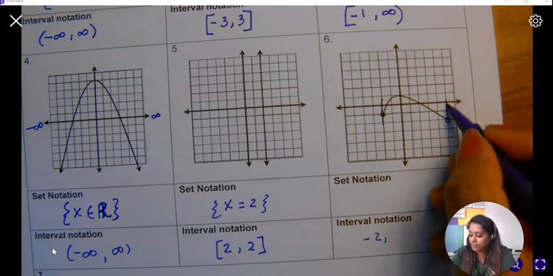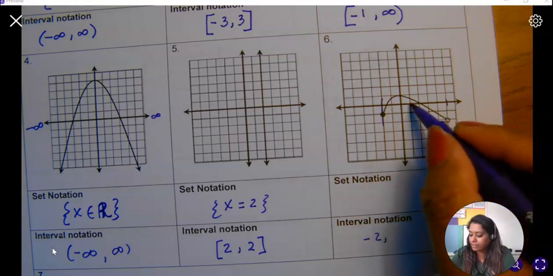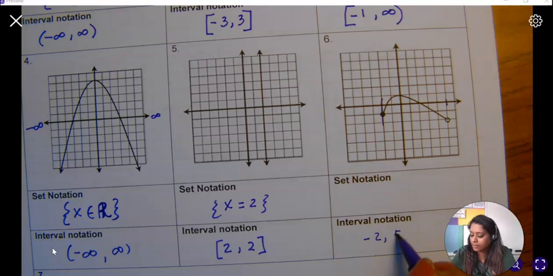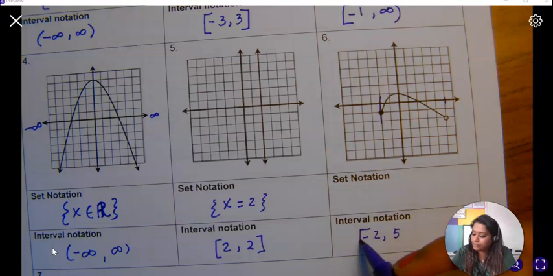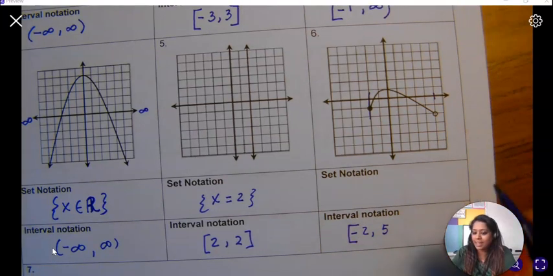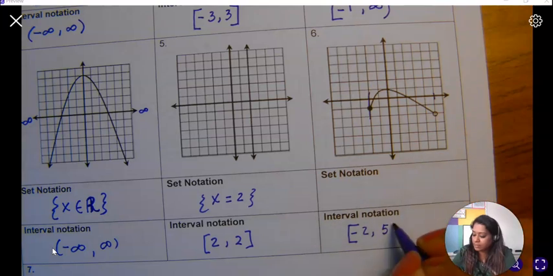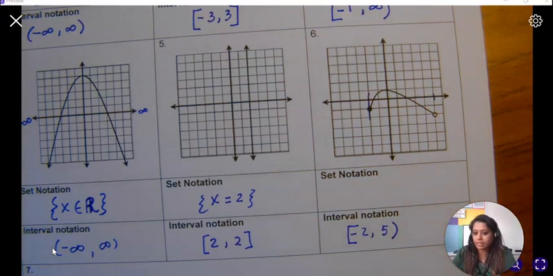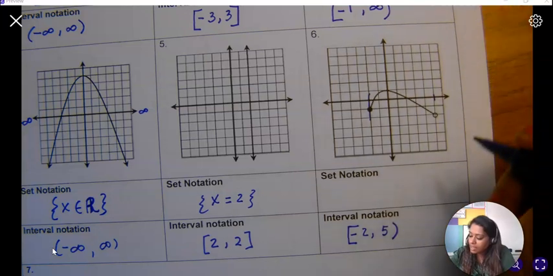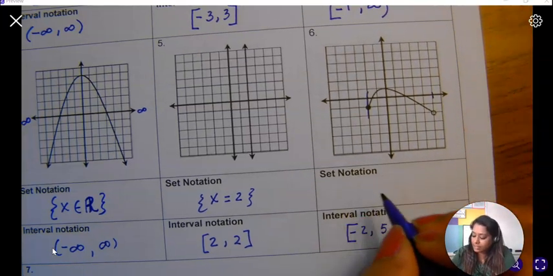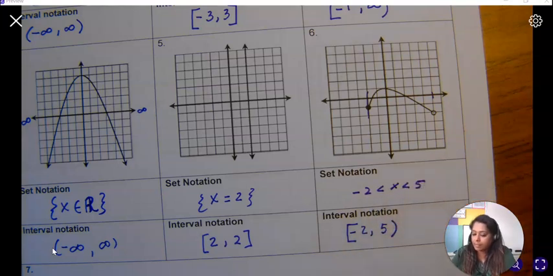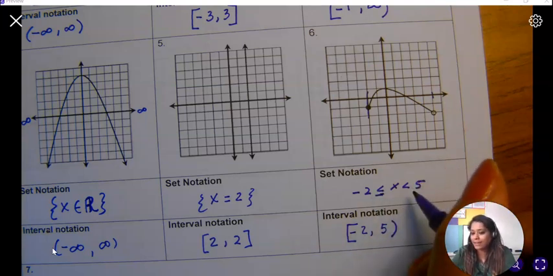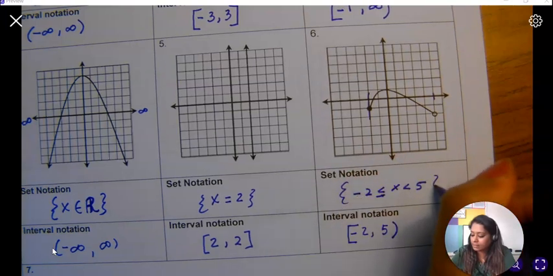Alright, this one right here, the starting number on the x-axis looks like negative 2. The stopping number, the endpoint, is at 1, 2, 3, 4, 5. So if you notice at negative 2, it's a closed circle, so I'm going to put a closed bracket. And then here it's an open circle, so I'm going to put an open bracket right there. And then in set notation, it's between negative 2 and 5. But at negative 2, it's closed, so I'm going to put an equal to sign there and leave it open at 5. And that's that.